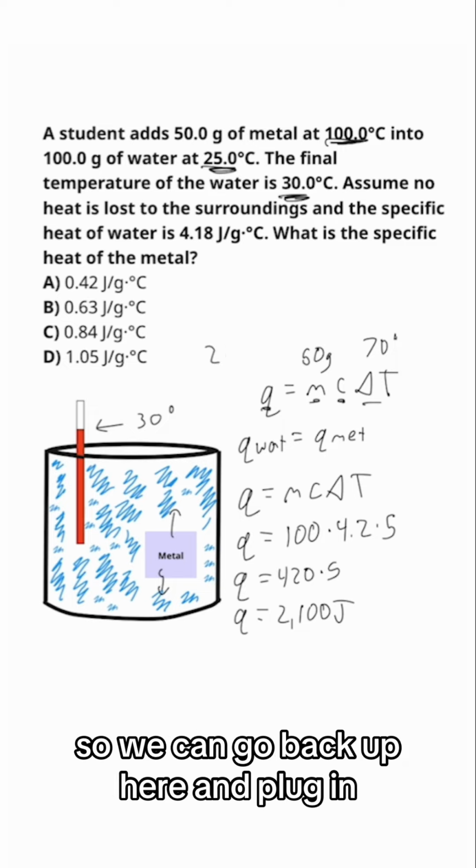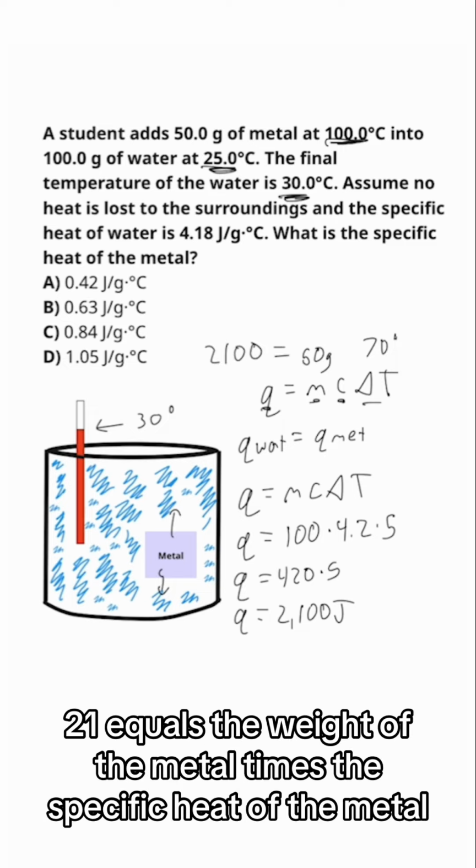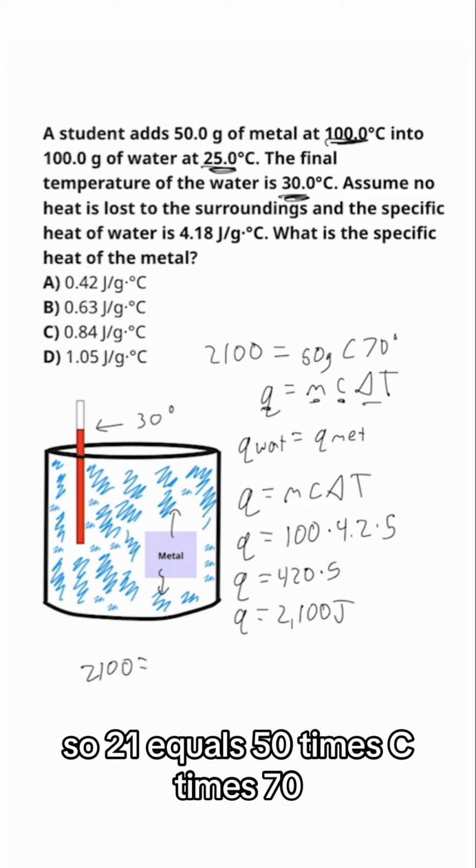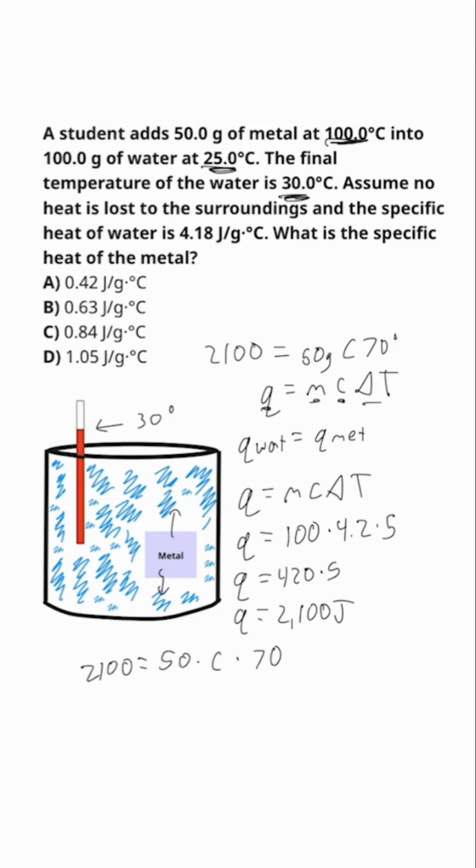So we can go back up here and plug in 2,100 equals the mass of the metal times the specific heat of the metal times the delta T that happened to the metal. So 2,100 equals 50 times C times 70. So 2,100 equals 3,500 times C. C equals 2,100 divided by 3,500, which I will just simplify to 21 over 35.